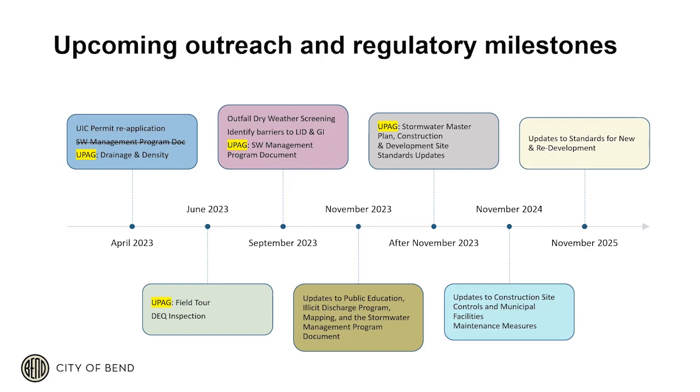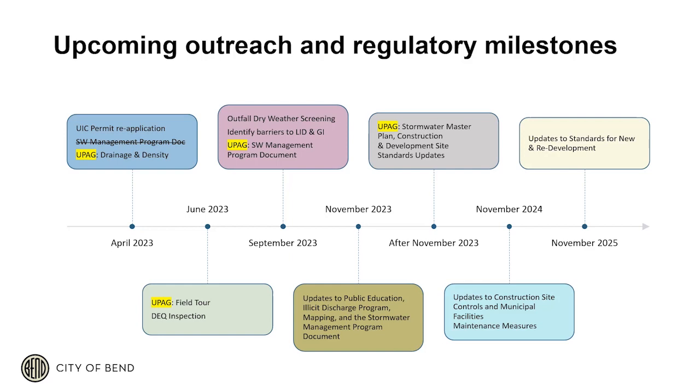And then in November, our actual document is due to DEQ by November 1st with our annual report. This is going to include updates for public education, illicit discharge, and the mapping requirements. So we'll be on the lookout for your input in September. And moving forward, everything after September of 2023 is going to deal with some of those other implementation deadlines further out in the permit, which is construction site development and updates to codes and standards. And then we're also going to start looking for input on the stormwater master plan.